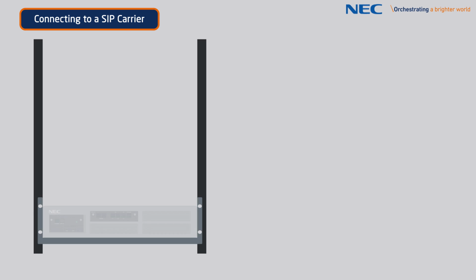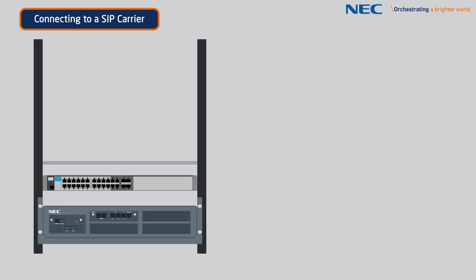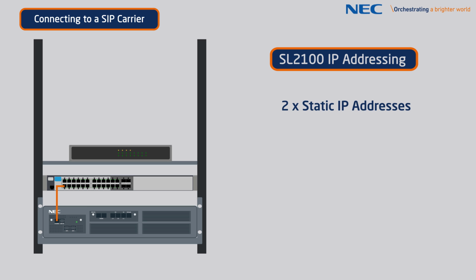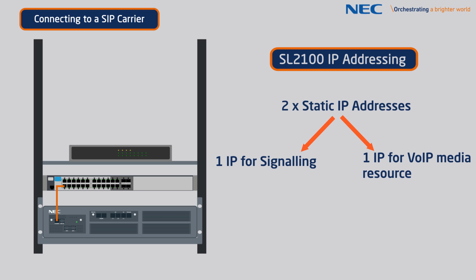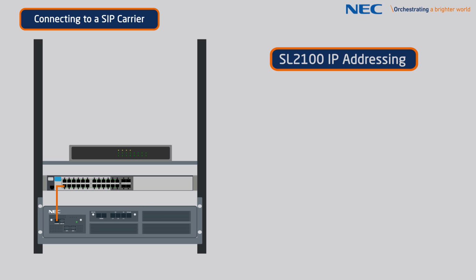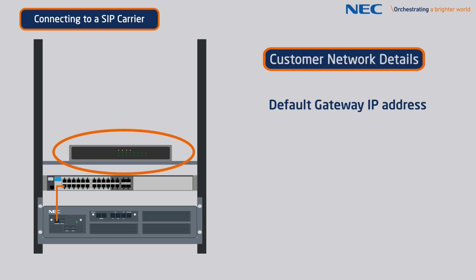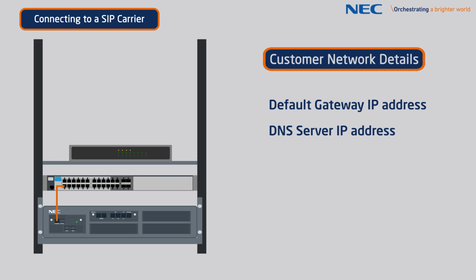You will need to know the LAN settings to configure the SL2100 to join the customer's network or voice LAN. The SL2100 will require 2 IP addresses in the customer's network, an IP address and subnet mask for signaling and an IP address for VoIP media resources. You will also need to know the default gateway IP address and the DNS server address if using a host name to connect to SIP carriers.